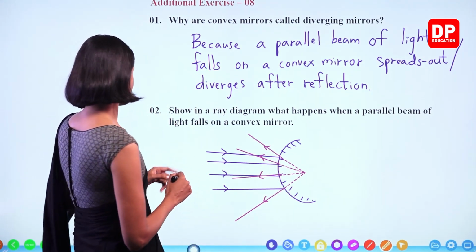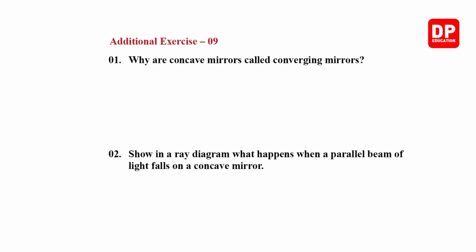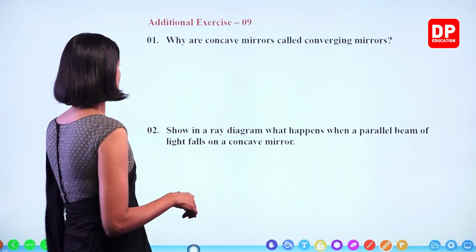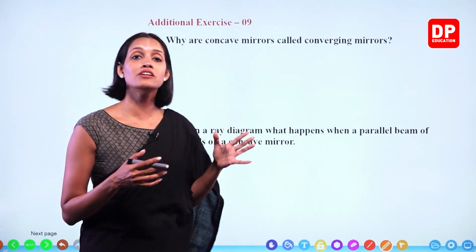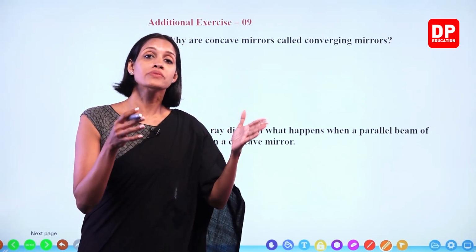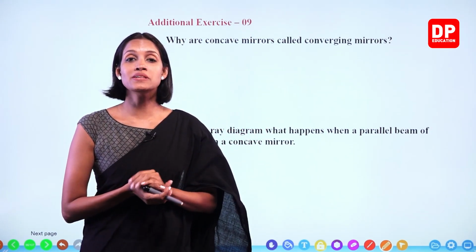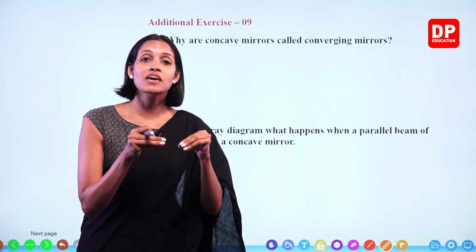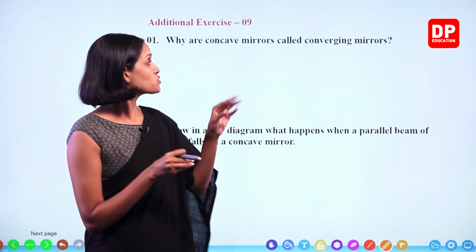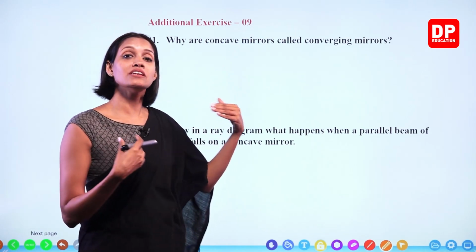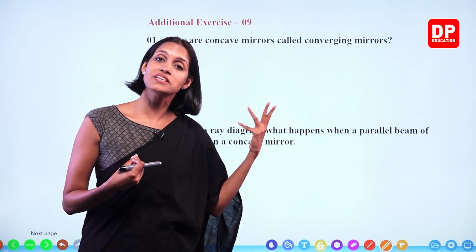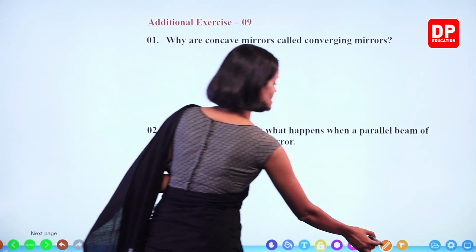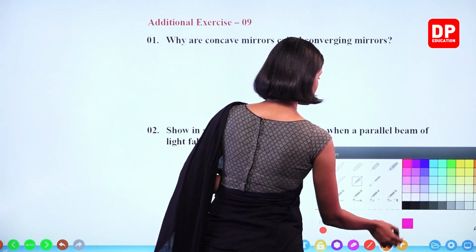Okay, children? Next one. Why are concave mirrors called converging mirrors? The opposite of this, right? So here what happens? Because when a parallel beam of light falls on a concave mirror, what happens? They collect at the same point, right? So collecting at the same point is known as converging. Therefore, they are known as converging mirrors. Okay, children? Let's write.